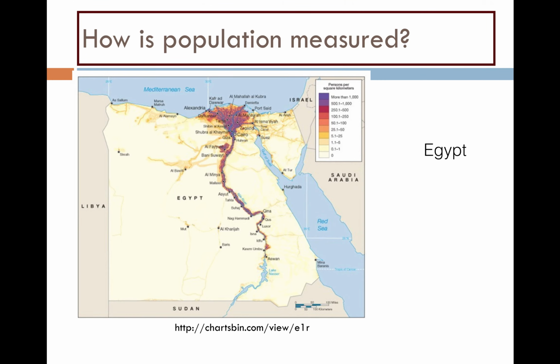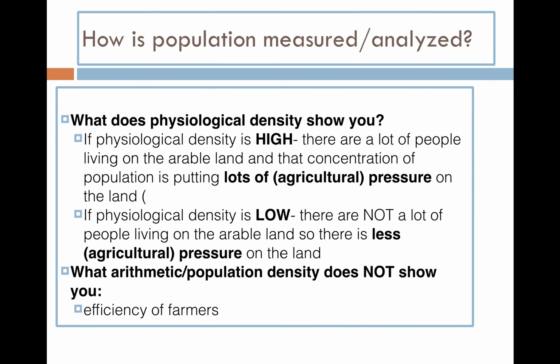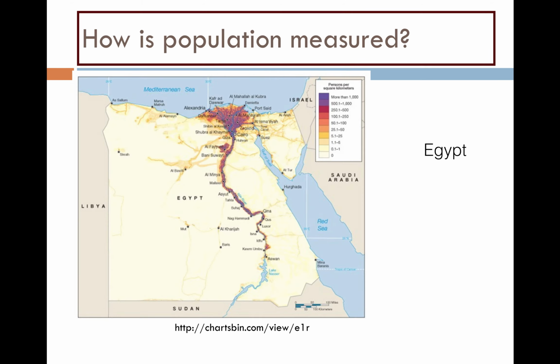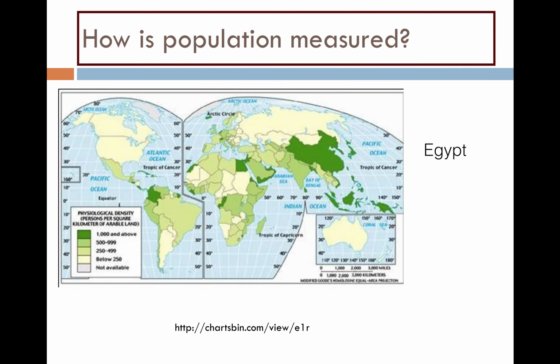So physiological density is what came into play here. Physiological density is very, very high in Egypt. That indicates to us, just as the map shows, that there are lots and lots of people living on that arable land. The population is concentrated along farmable land, and they're putting pressure on the land as a result. You can see here across the world the physiological density.